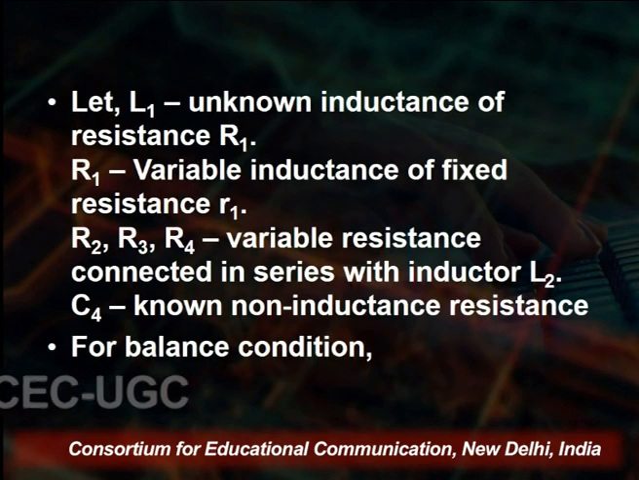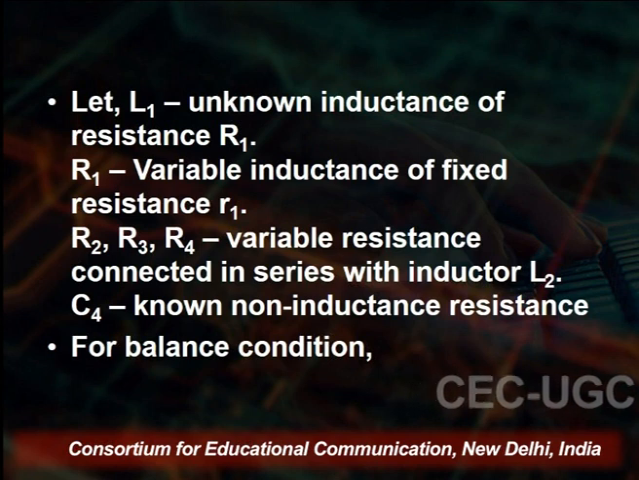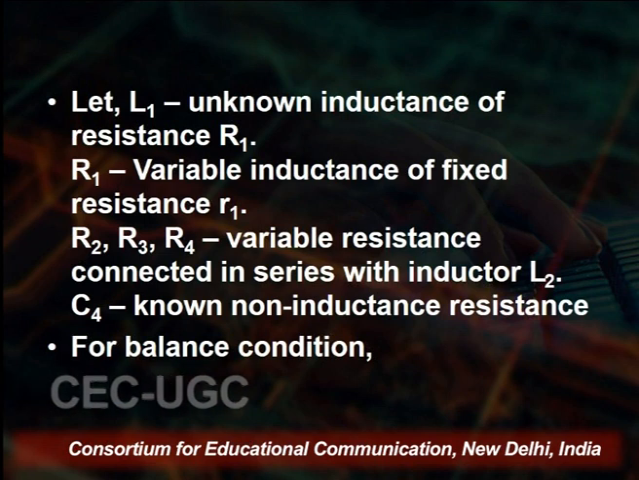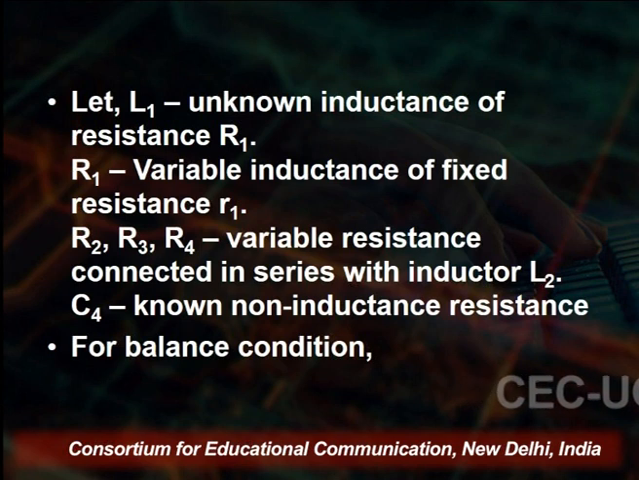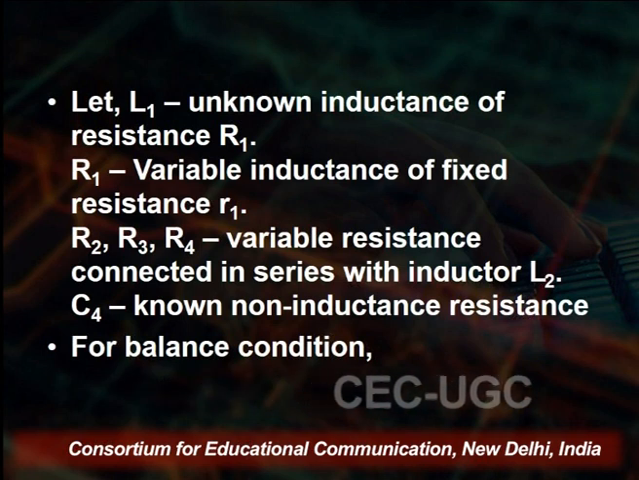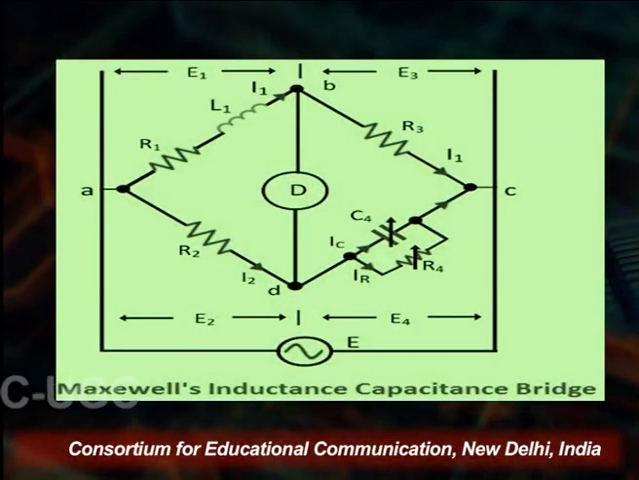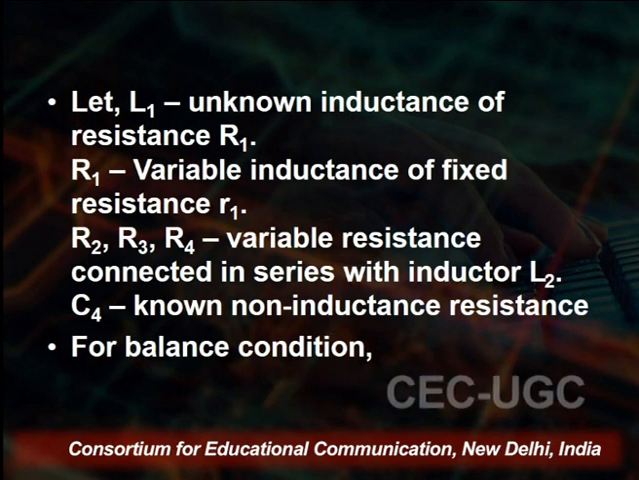So now L1 is again the unknown inductance with the resistance R1. L2 is a variable inductance with the fixed resistance r. R2, R3, R4 are variable resistances connected in series with the inductor L2, and C4 is the known capacitance. This is the known non-inductive resistance.